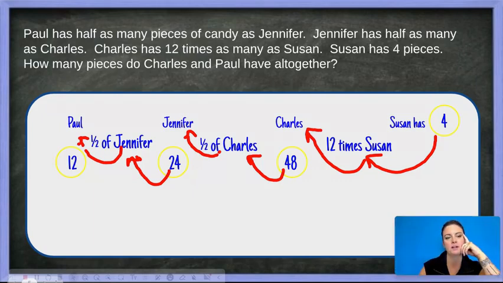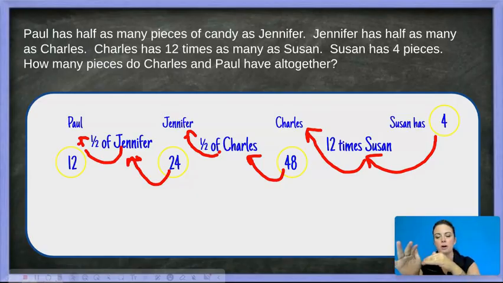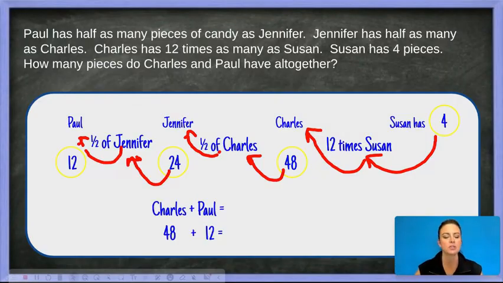The question wasn't how much Paul has. The question, remember, with these Math Olympiads is how many pieces do Charles and Paul have all together. And so in order to do that, we need to add Charles's 48 to Paul's 12. Go ahead, pause the video if you can't do that in your head.